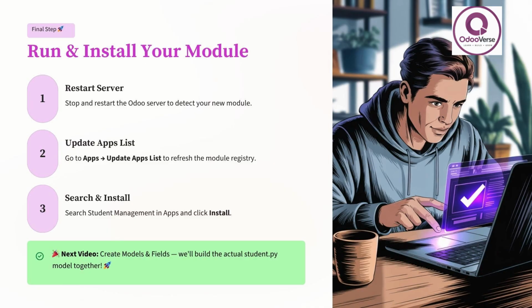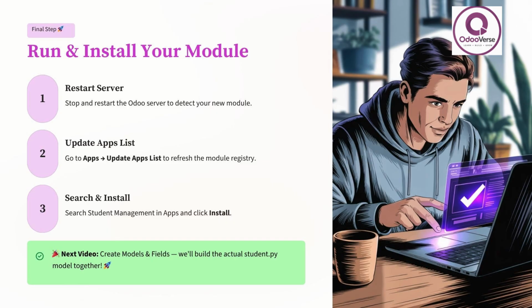Now, let's look at the complete structure of our module. Inside student_management, we have __init__.py, __manifest__.py, models folder, and views folder. Inside models, we create Python files like student.py. And inside views, we create XML files like student_views.xml. This is the standard structure followed by most Odoo developers.